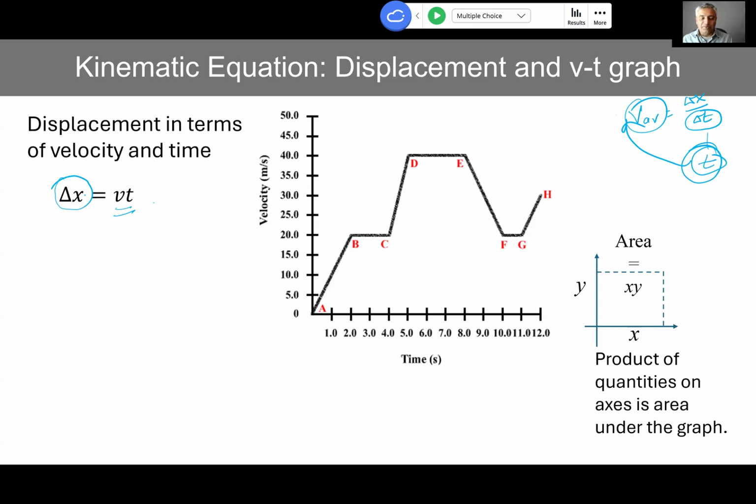So now when we make a velocity versus time graph, what do we have? Velocity on the vertical axis, time on the horizontal axis. Okay? Velocity on the vertical axis and time on the horizontal axis. So this is the VT graph, the velocity time graph, right?